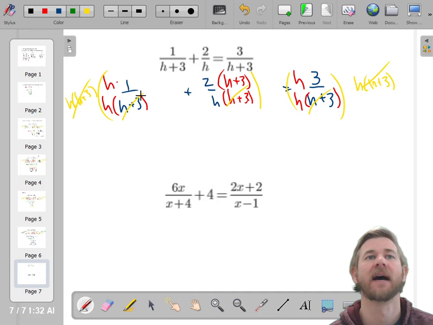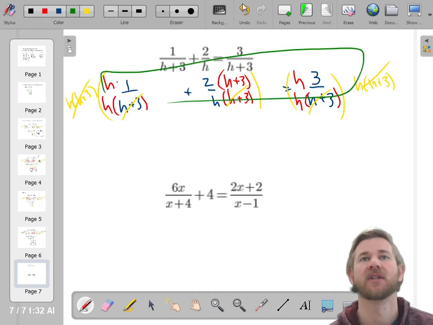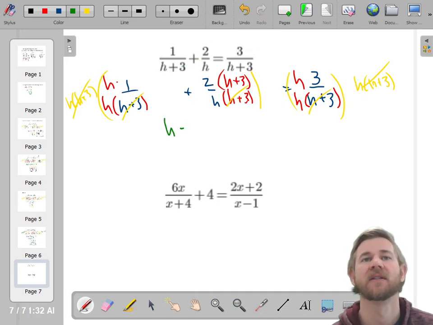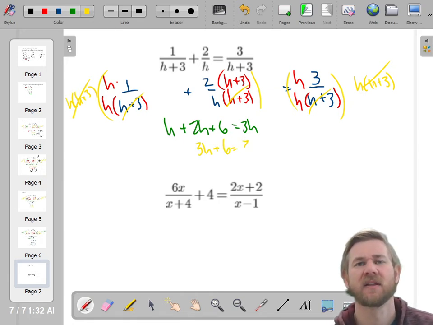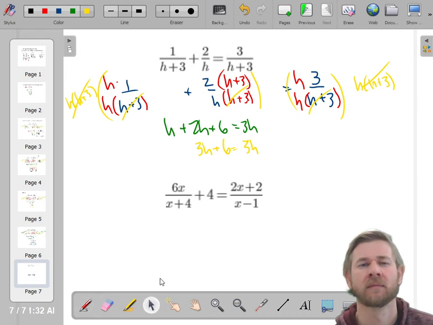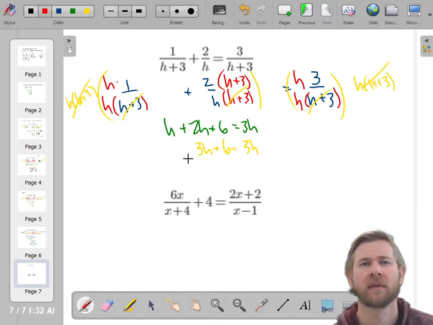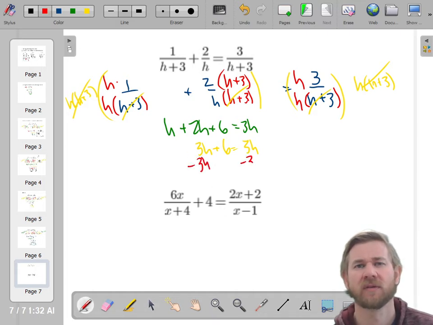Cool. What's in the top? That's all I'm looking at now. It's just the top. 1 times h is h. Distribute 2h plus 6 equals 3h. So on the left side, I have 3h plus 6, and on the right side, I have 3h. Okay. So we'll subtract 3h on both sides. And we get 6 equals 0.